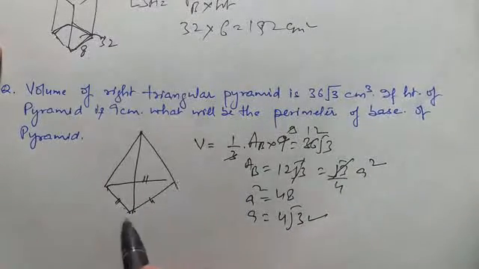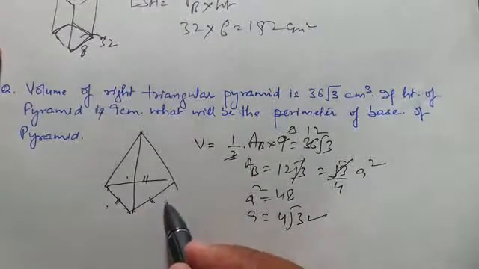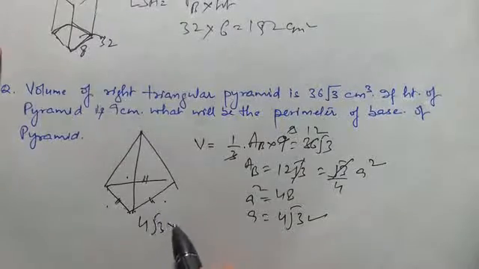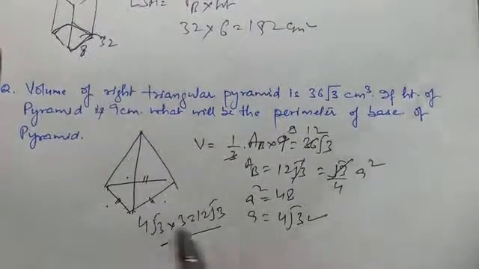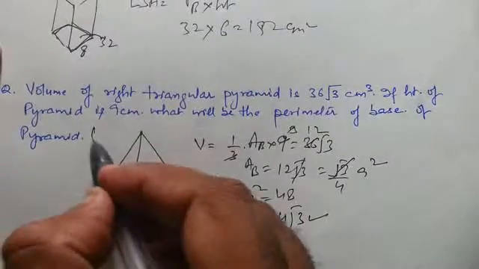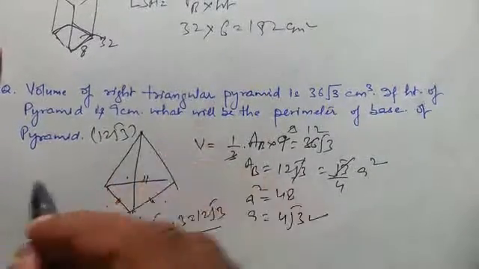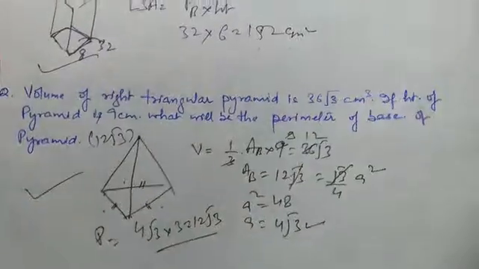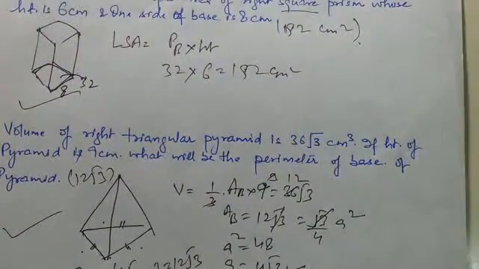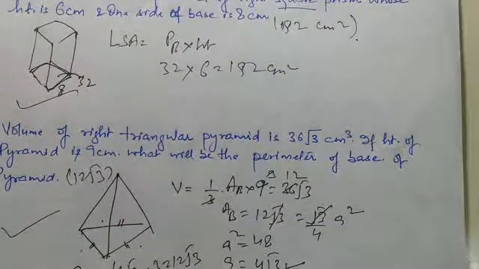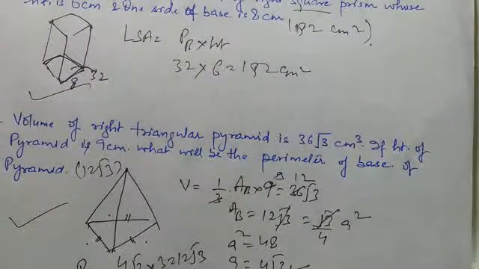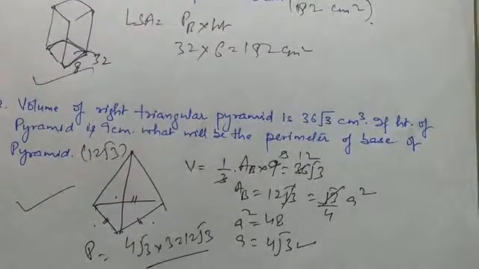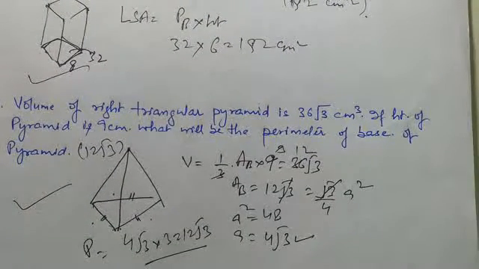So what is the perimeter of it? 4 root 3, 4 root 3, 4 root 3. So 4 root 3 into 3, it becomes 12 root 3, and it is the perimeter. So perimeter is equal to 12 root 3. So these are simple questions based on the formulae. We have to practice them, and we have to analyze how these figures are. Then it's just a matter of finding out the correct option.